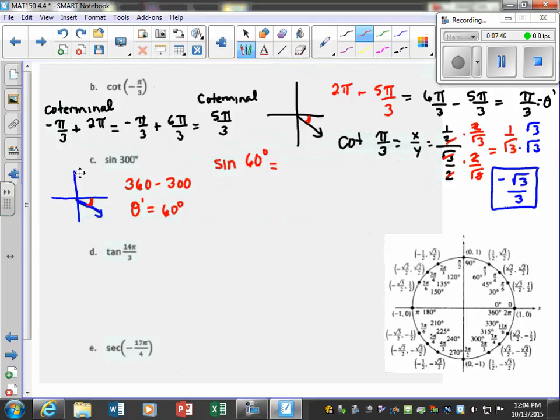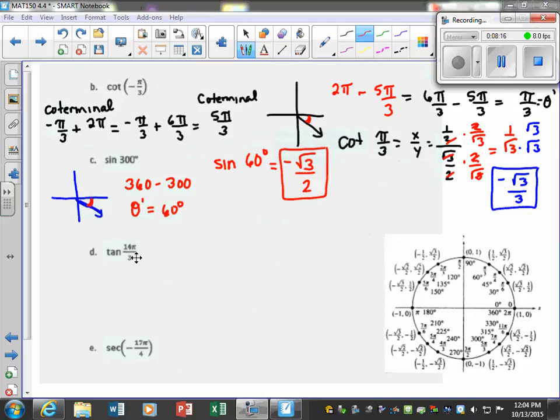Okay, we come over here to 60 degrees. And what is the sine value? Square root of 3 over 2. Good. Now, don't forget, the last step is to apply the sign. So what is the sign in this particular quadrant? Negative. Good. Don't forget to apply the sign as your last step.